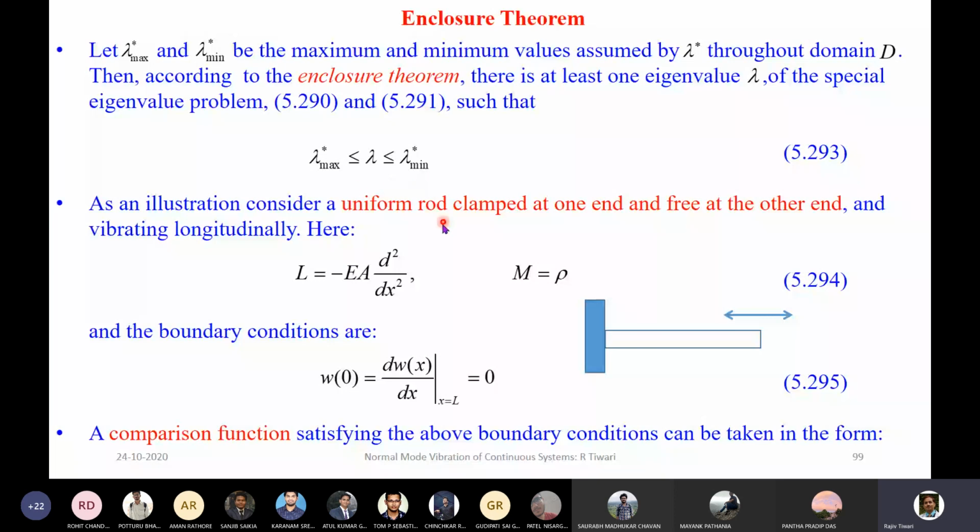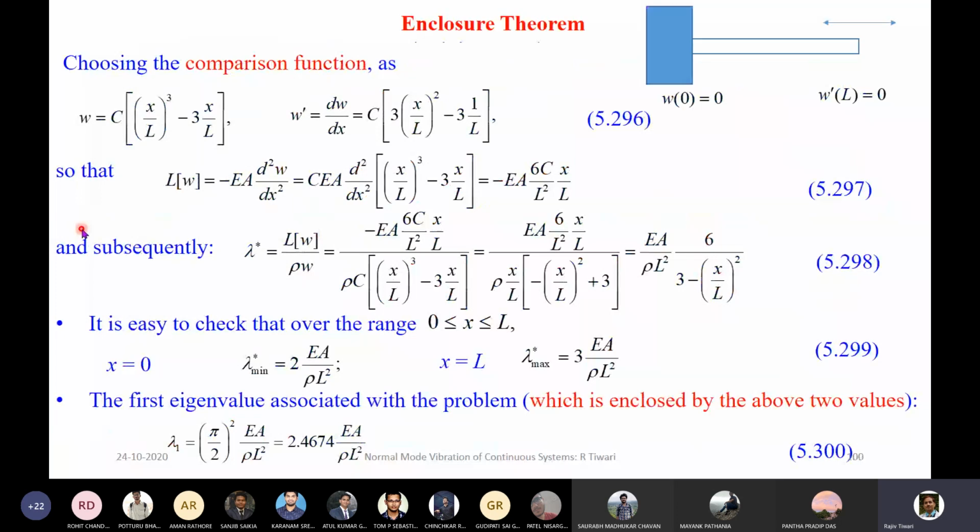A cantilever case, where we are considering the axial vibration. For that we know the L operator is second order differentiation, and the M operator is this. Now what are the boundary conditions? At x equal to 0, displacement is 0. At x equal to L, the force is 0, so that represents force equal to 0. So these two boundary conditions are there. Now we need to choose a comparison function which will satisfy these two boundary conditions. So let us take a comparison function. This choice of the comparison function is arbitrary.